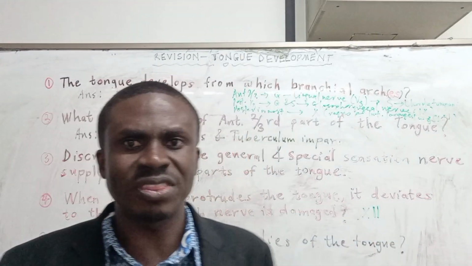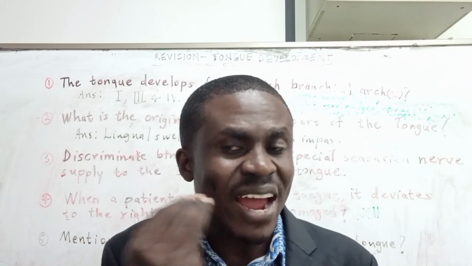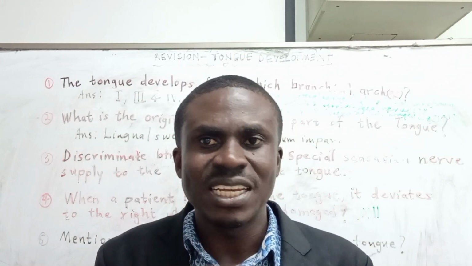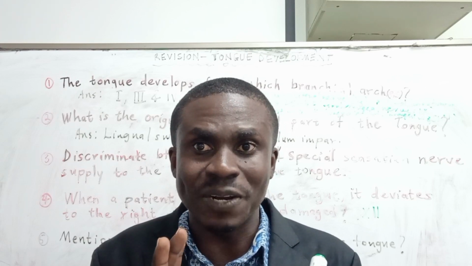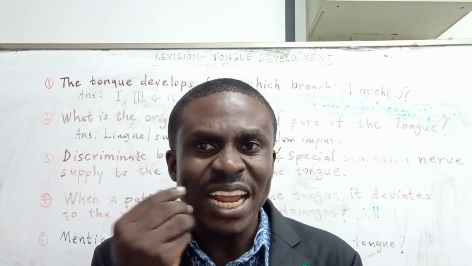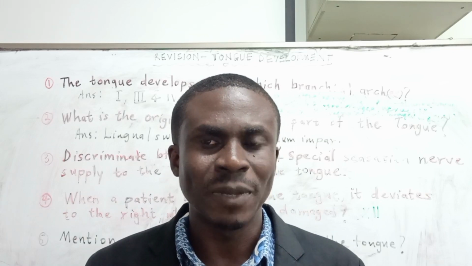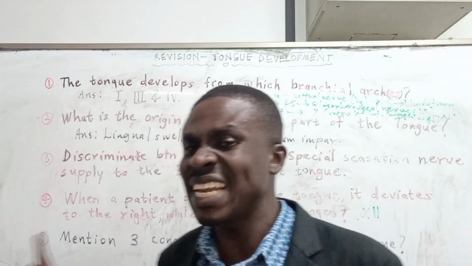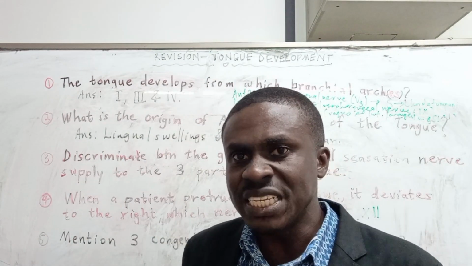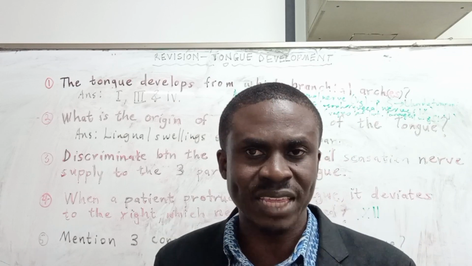So if you protrude your tongue and it deviates, this time he said it deviated to the right side, which means that the muscles at the left side are intact, they are working. But on this side, because the nerve supply to the muscle is weak, that is why the tongue is deviating towards that side. So whenever the hypoglossal nerve is injured, it will lead to ipsilateral, the same side, deviation of the tongue.